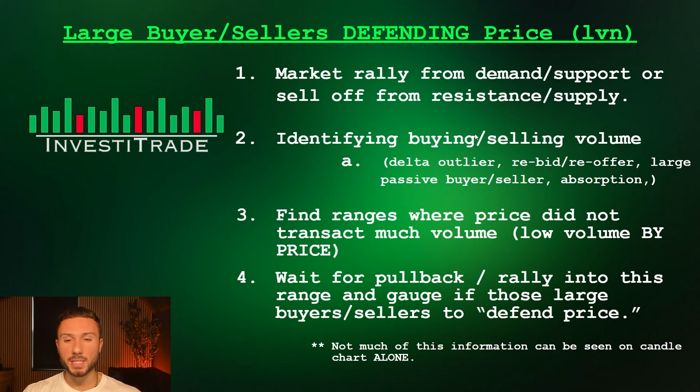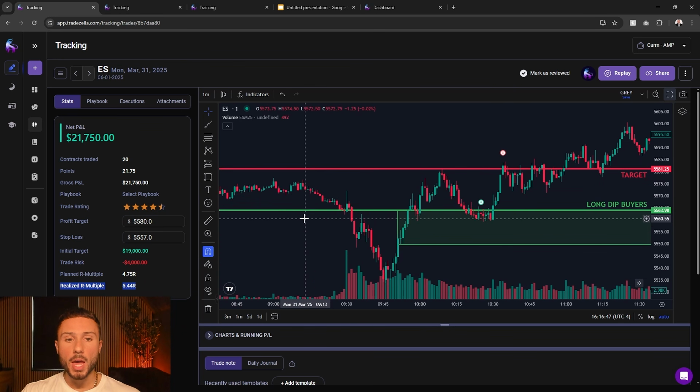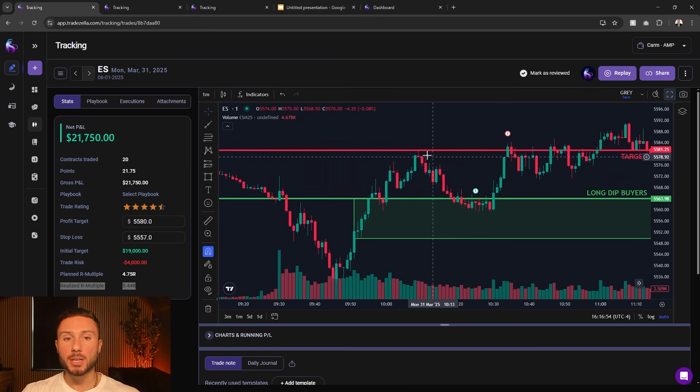So these four points here are crucial to the strategy, and 95% of the trades I've taken this month have to do with this exact setup right here. So let's go over the first trade. Again, a $21,750 profit, a 5-to-1 realized risk to reward ratio, and all this was longing a pullback into a level where buyers were once active and then taking profits above a high of day, which was the target.